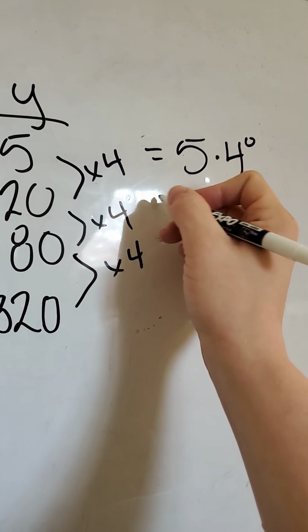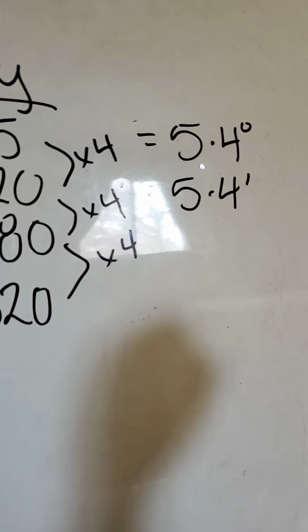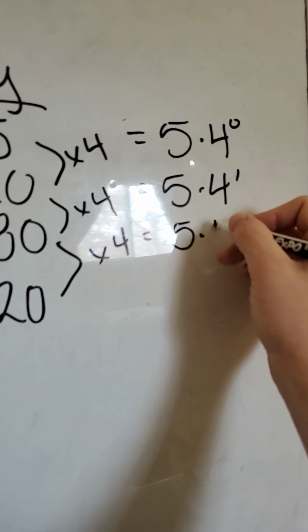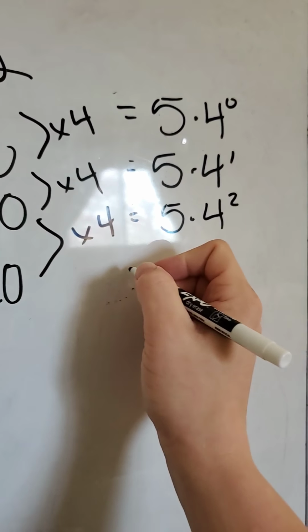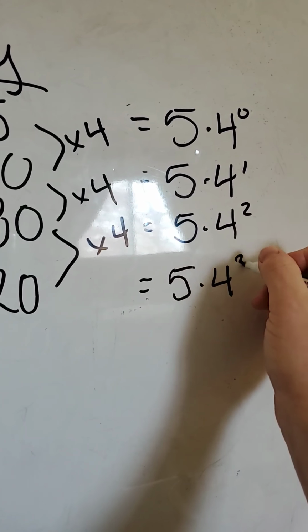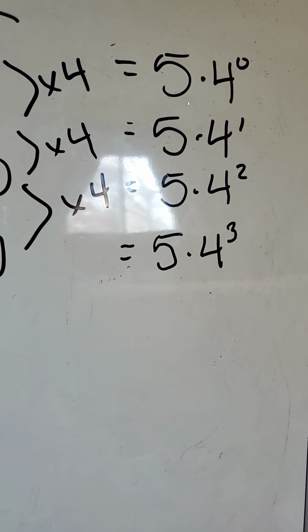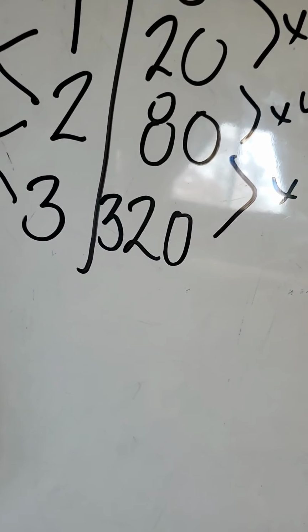And we can think about 20 as 5 times 4 to the first power. And we can think about 80 as 5 times 4 to the second power, 5 times 16. And we can think about 320 as 5 times 4 to the third power, 5 times 64. Okay, and if you wanted to check me on that, you could put in your calculator 5 times 64, and it would give you 320.